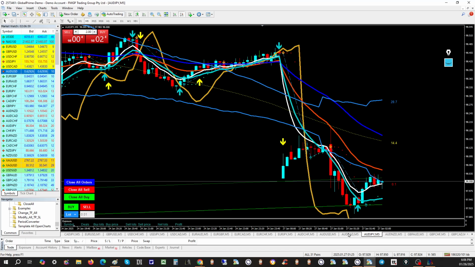Next one, 1500. Opened up, boom, profit. One here, boom, profit. Got one here, down, came up a little bit. End of the day, I'm out, done. Both profit. Audi USD. Just going to run through these, bear with me.